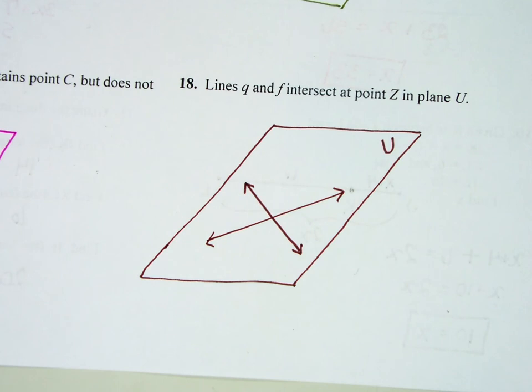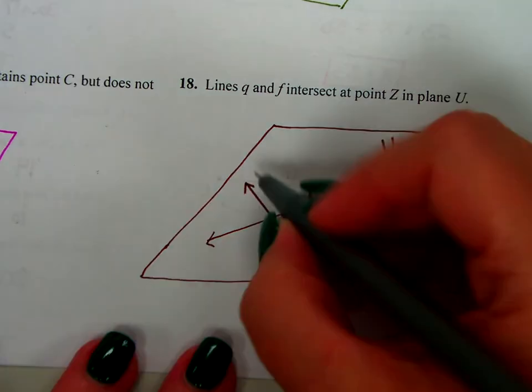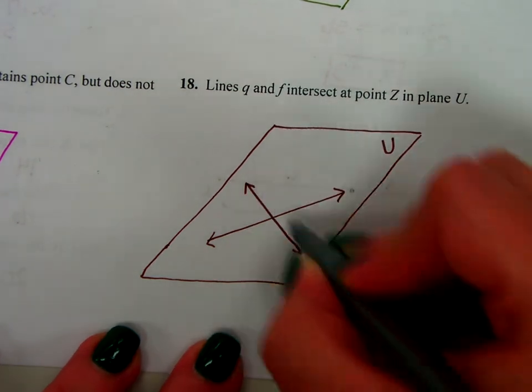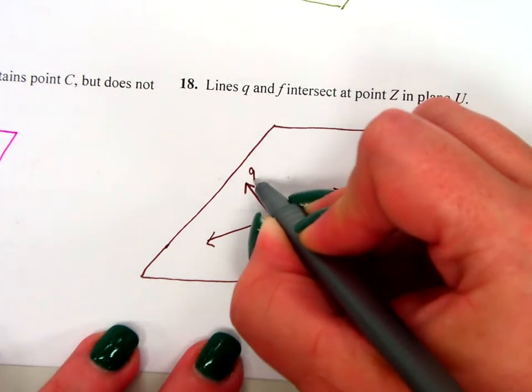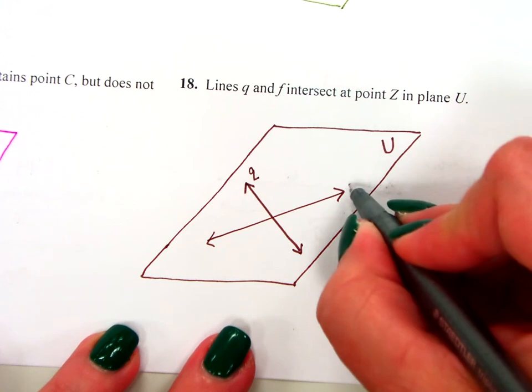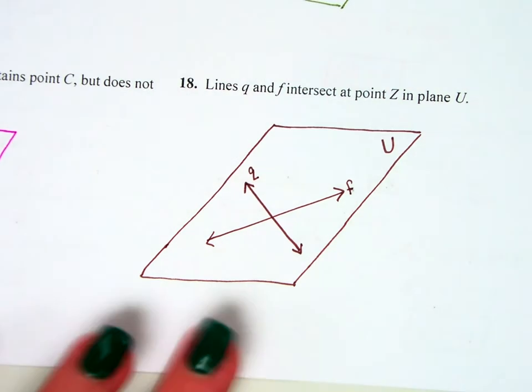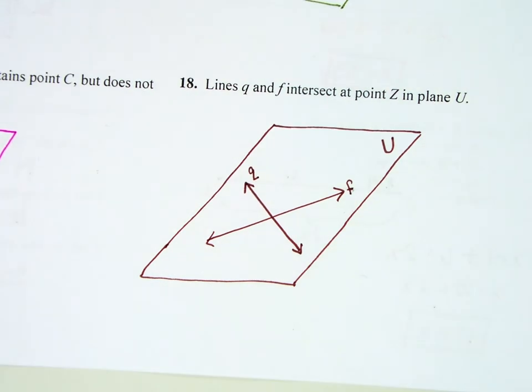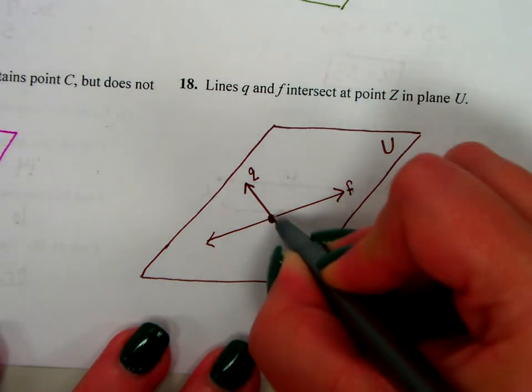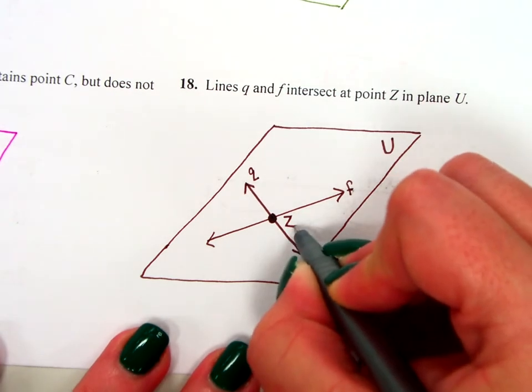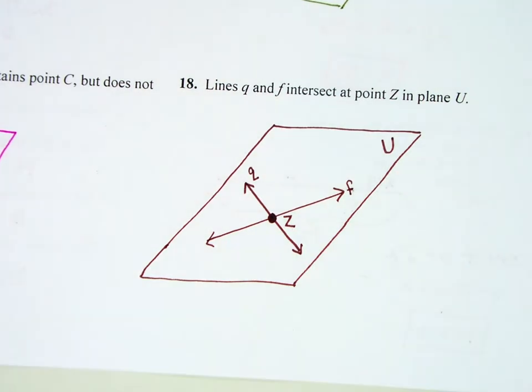All right, and then one is line Q and one is line F. How do I label them? Lowercase, by an arrow, right? It doesn't matter if I put the Q at the top or the bottom, as long as it's by one of the arrows. And then the little lowercase f has to go by one of the arrows on the other line. And then where do I put point Z? Right at the intersection, right where they cross each other. Capital Z.